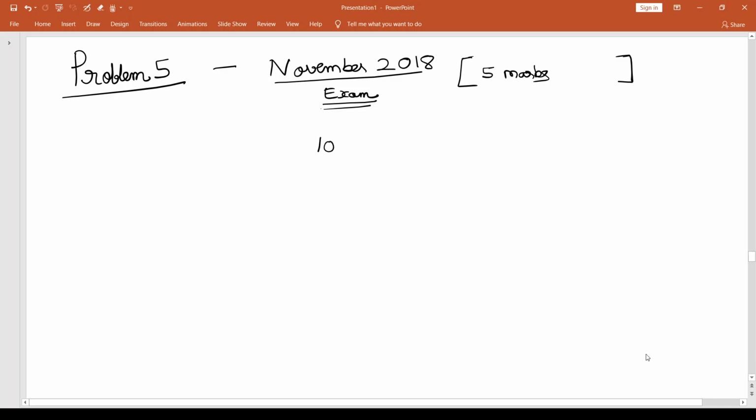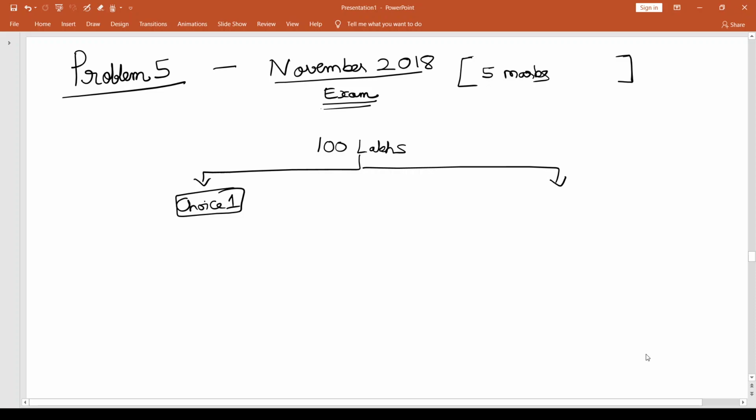So here in this case you have an investment of 100 lakhs, so you require financing for 100 lakhs, and you have 2 choices here, 2 plans. Choice 1 talks about 100% equity, and you have choice 2 that talks about a mix. You have 25% equity and you have 75% debt.